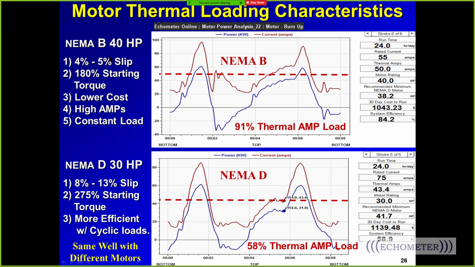So this is a good example that compares a NEMA B motor to a NEMA D, and the NEMA D slips, whereas the NEMA B doesn't. It's more stiff. It has a lower starting torque and a higher thermal load and is less efficient.